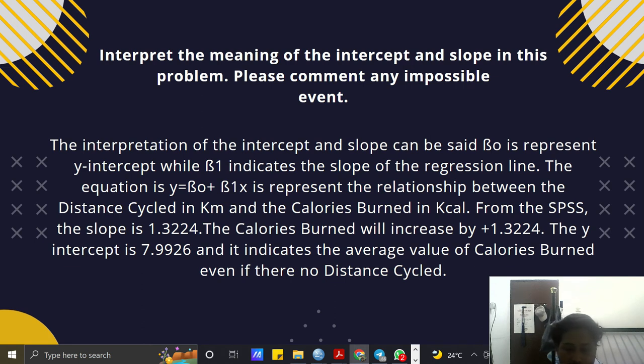So from the SPSS, the slope is equal to 1.3224, and the calories burned will increase by 1.3224, while the y-intercept is 7.9926, and it indicates the average value of calories burned even if there is no distance cycled.